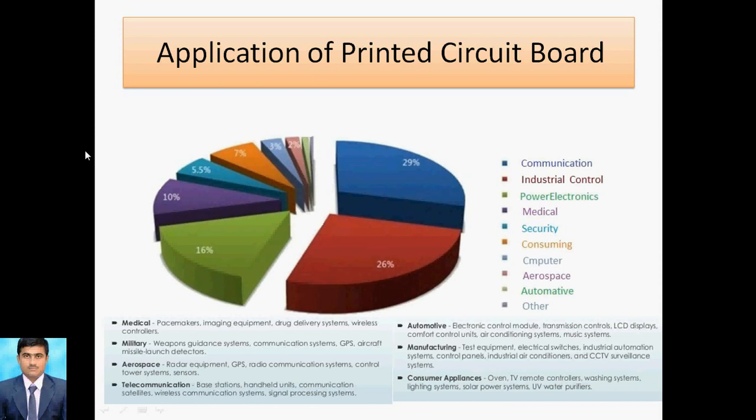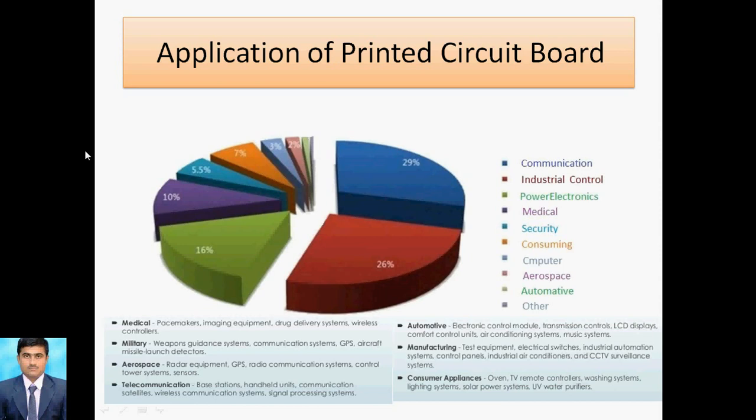The next is military: weapons guidance systems, communication systems, GPS, then aircraft, missiles. Then next aerospace: radar equipment, GPS, radio communications, systems control. So this will help in manufacturing. The next, telecommunication: the base station handling units, communication satellite, wireless communication systems, signal conditioning systems, etc.